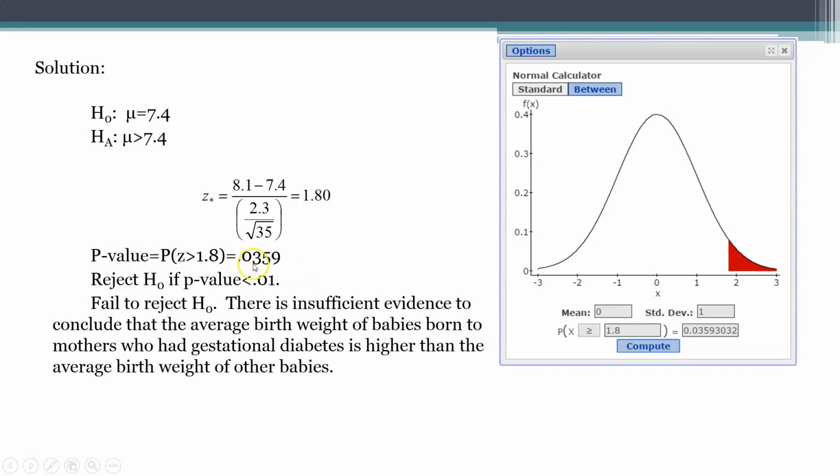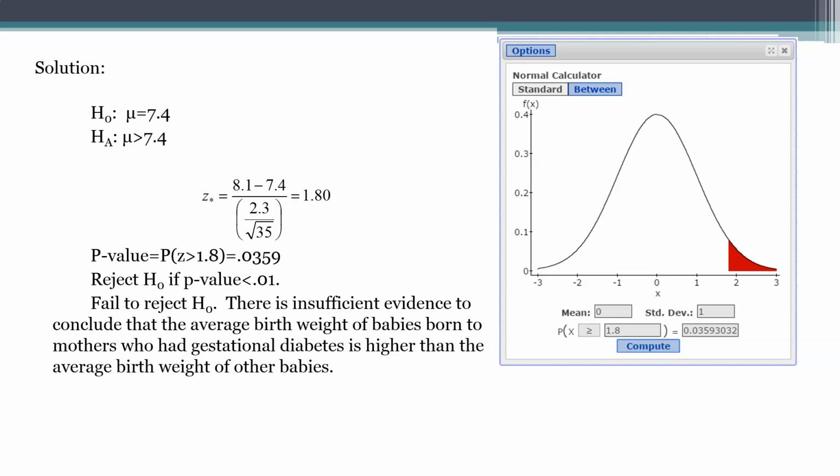So we've got our p-value now. The rejection rule, because they told us alpha is 0.01, is to reject H0 if the p-value is less than 0.01. It's not, therefore we're going to fail to reject H0. And since we fail to reject H0, that tells us there is not sufficient evidence to conclude what the alternative hypothesis says, which is that the mean birth weight of babies of mothers who have gestational diabetes is greater than 7.4, the national average.